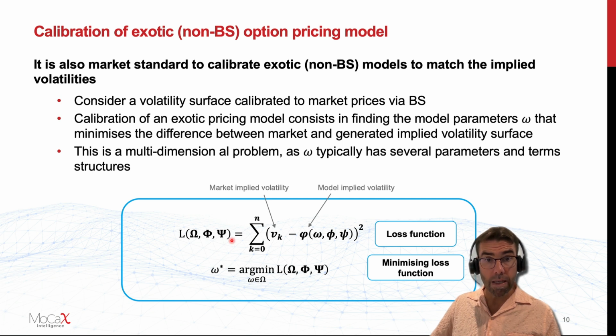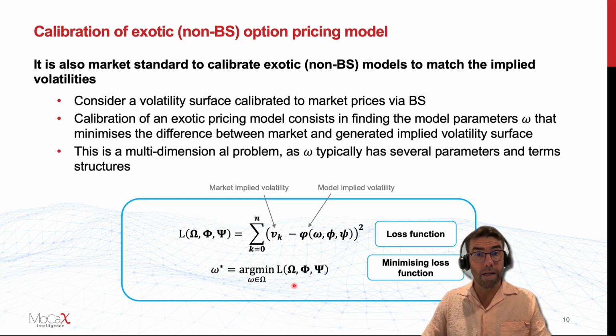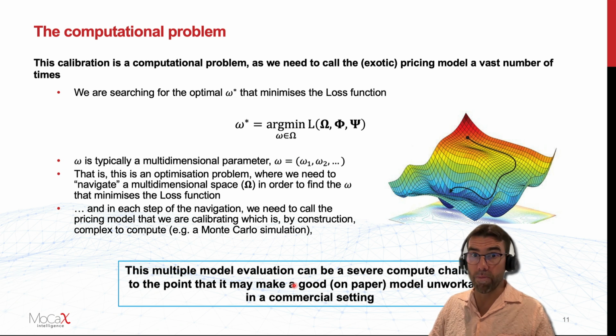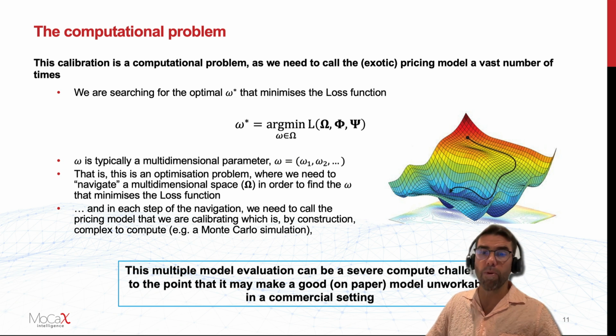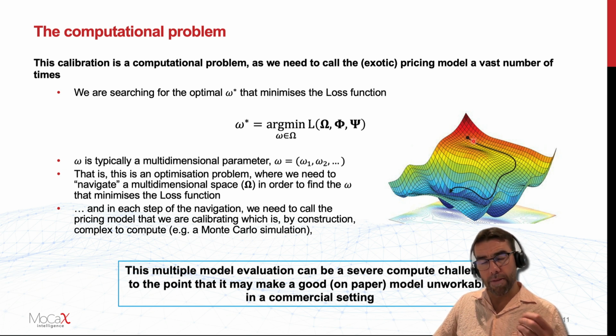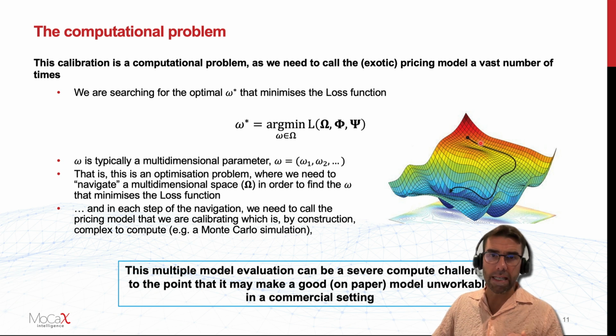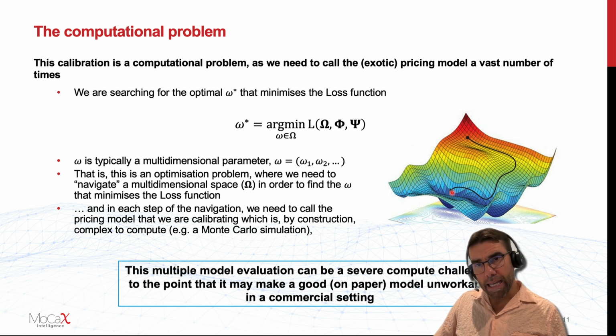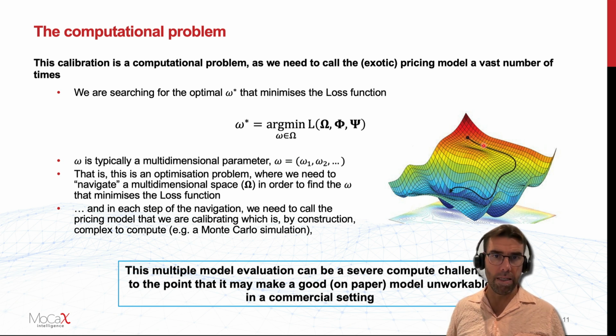Calibrating the exotic model means finding the omega that actually minimizes this loss function. This is quite a heavy computational job many times. Let's say that we start here. These two axes correspond to two values of the parameter space, and we're trying to find the set of parameters that minimize the loss function. So let's say that we start with a random given value of those parameters. The loss function is here, and we want to navigate this loss function to find the minimum using the typical optimization routines. To do that, in each of the steps, we need to compute the whole volatility surface.